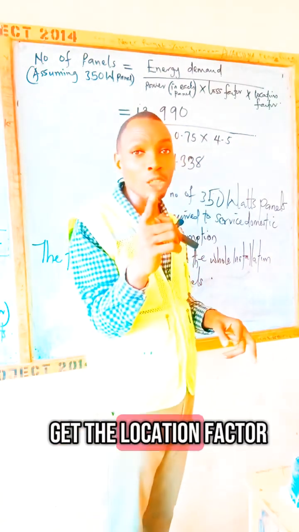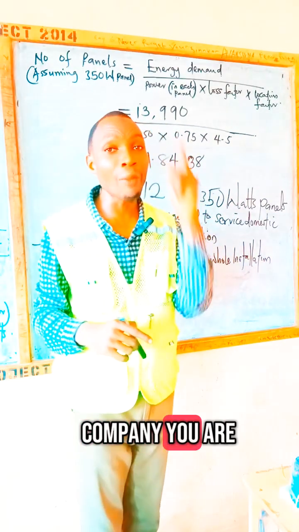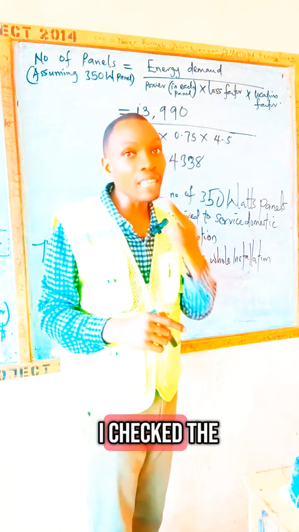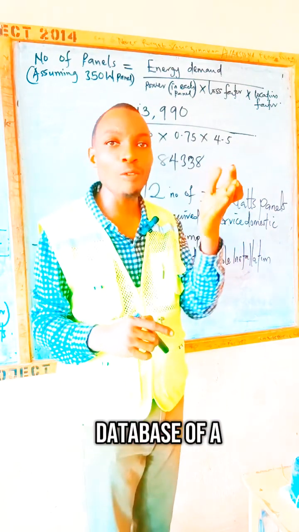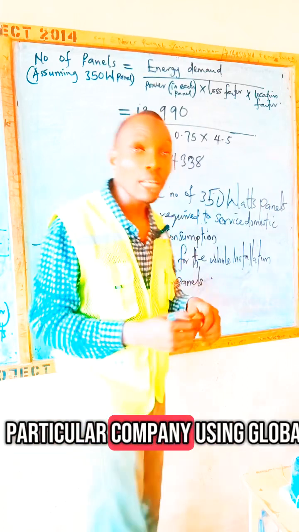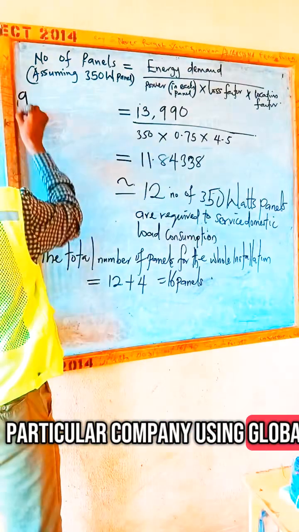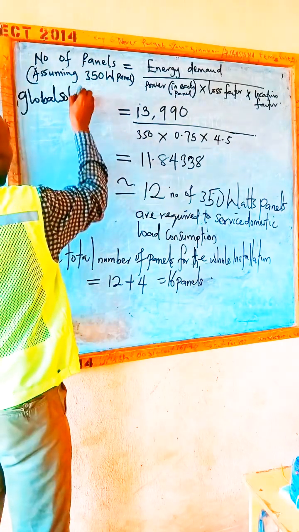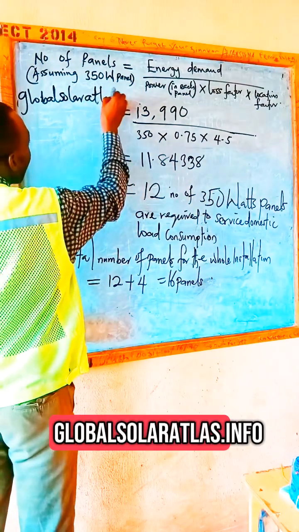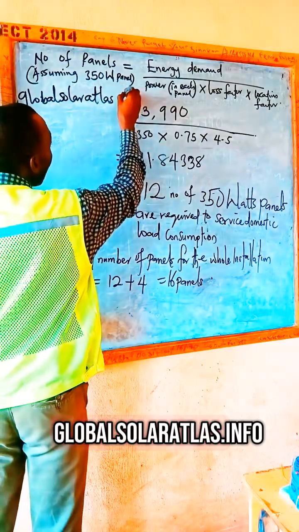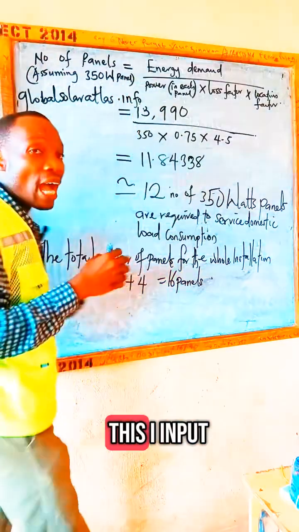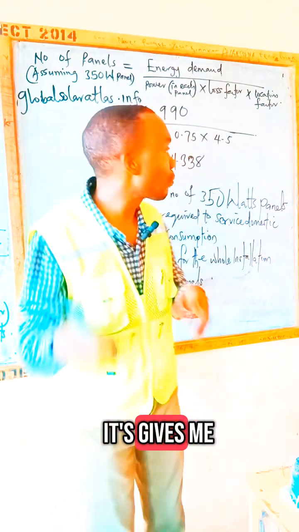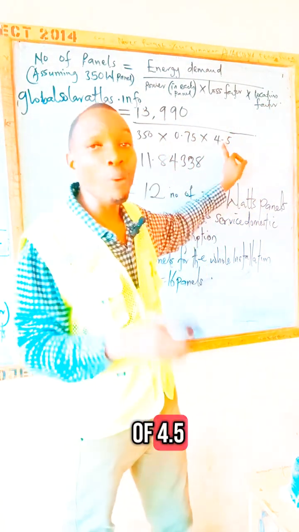How do we get the location factor? Depending on the company you are buying your solar electricity gadget from. I check the data from the database of a particular company using global solar atlas.info. When I use this, I input my location, my country, and it gives me the location factor of 4.5.